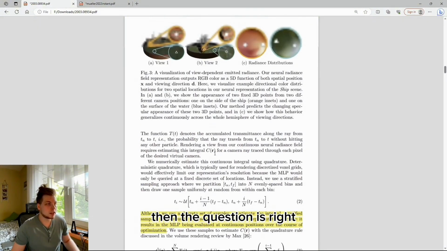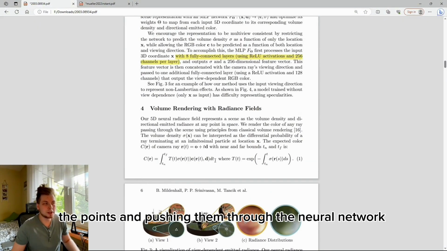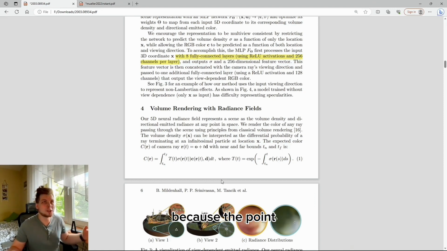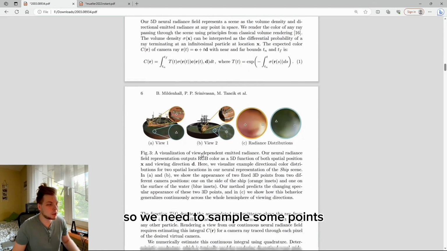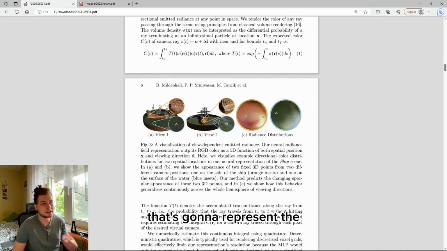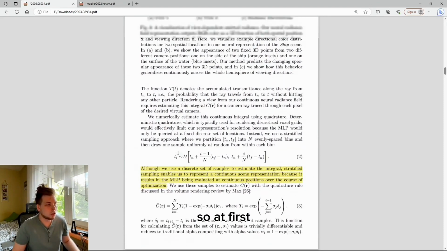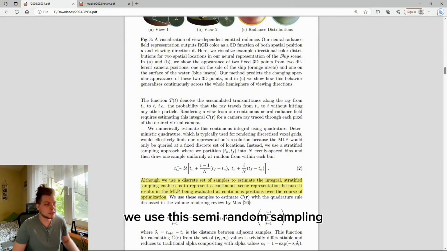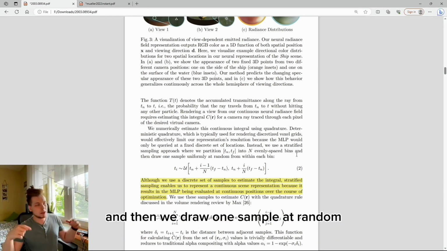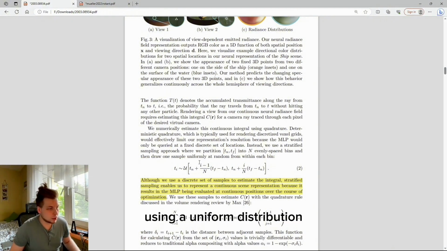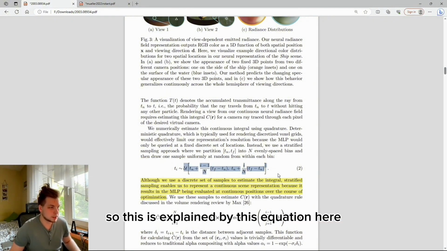Then the question is, because we talked a lot about sampling the points and pushing them through the neural network, we cannot do that on all of the points because there is an infinite amount of points. So we need to sample some points that are going to represent the image well. At first we use this semi-random sampling, where we have n evenly spaced bins along the ray, and then we draw one sample at random from each bin using a uniform distribution. This is explained by this equation here.